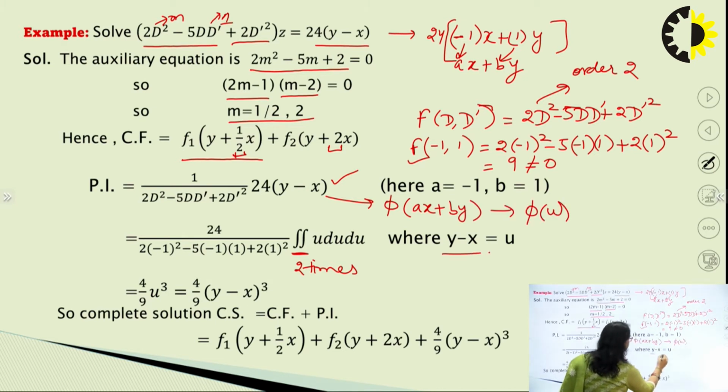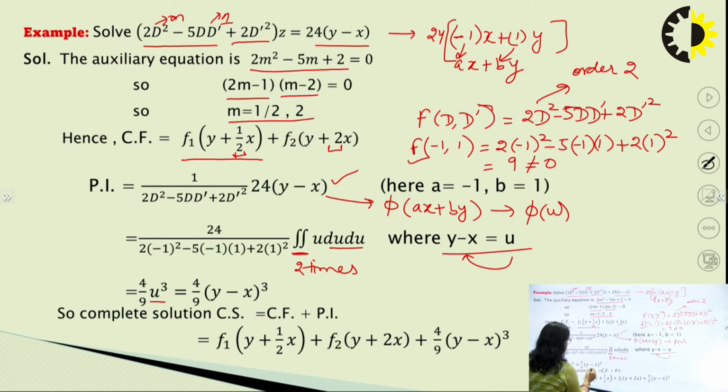So y minus x will be replaced by u, and this gives me integration of u 2 times with respect to u. So I get 4 by 9 u cube after integration, and in place of u, in the end I will again substitute u with y minus x. So this u is replaced again by y minus x. So this is my particular integral.